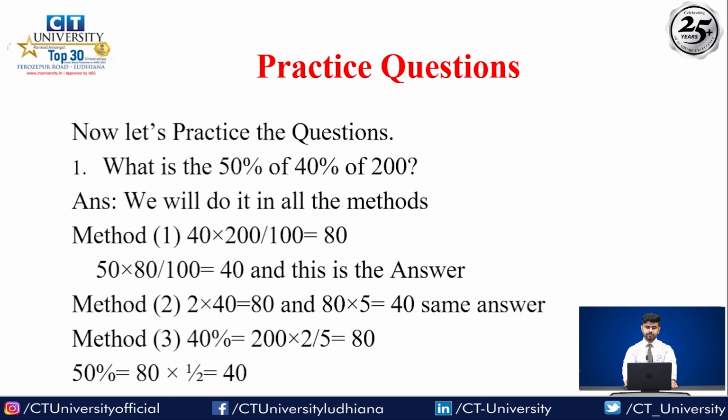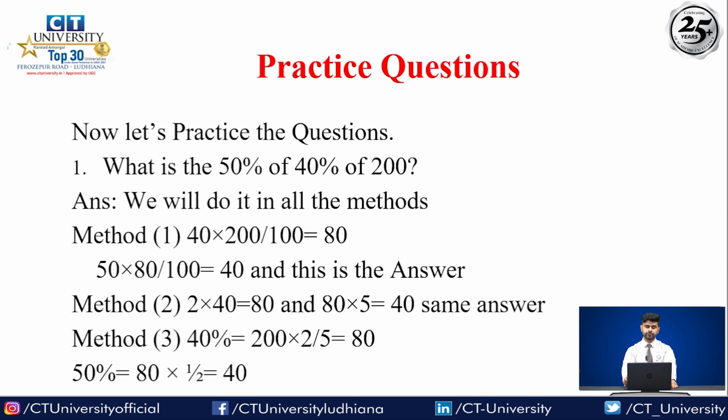40% of 200 is 40 into 2, which is 80. Okay, if I calculate 50% of 80, method 1 shows 40 into 200 over 100. The zeros cancel, and 40 into 2 is 80. Then 50 into 80 over 100 is equal to 40.